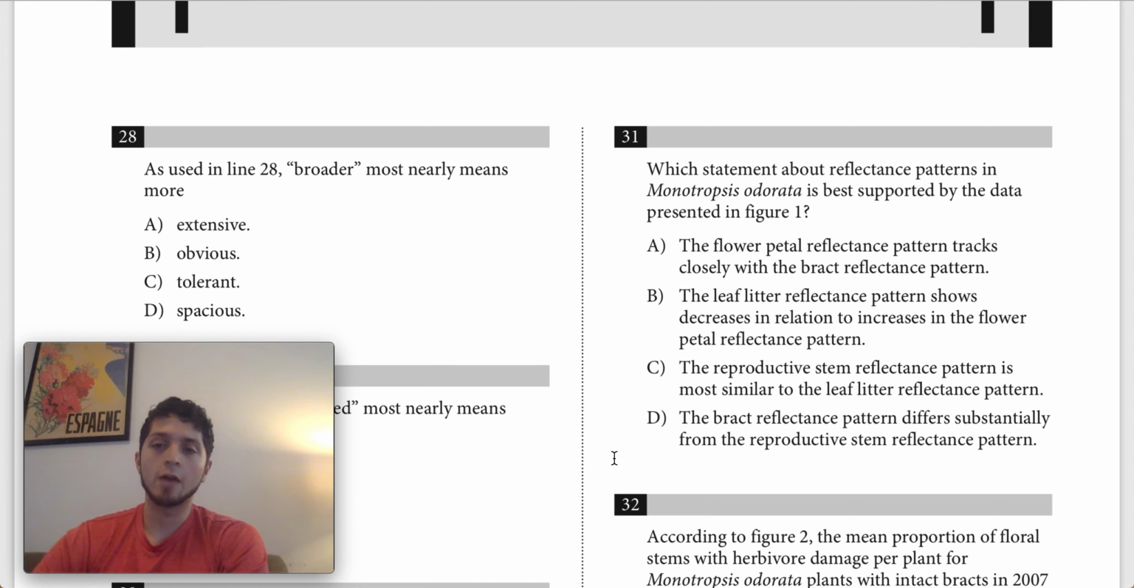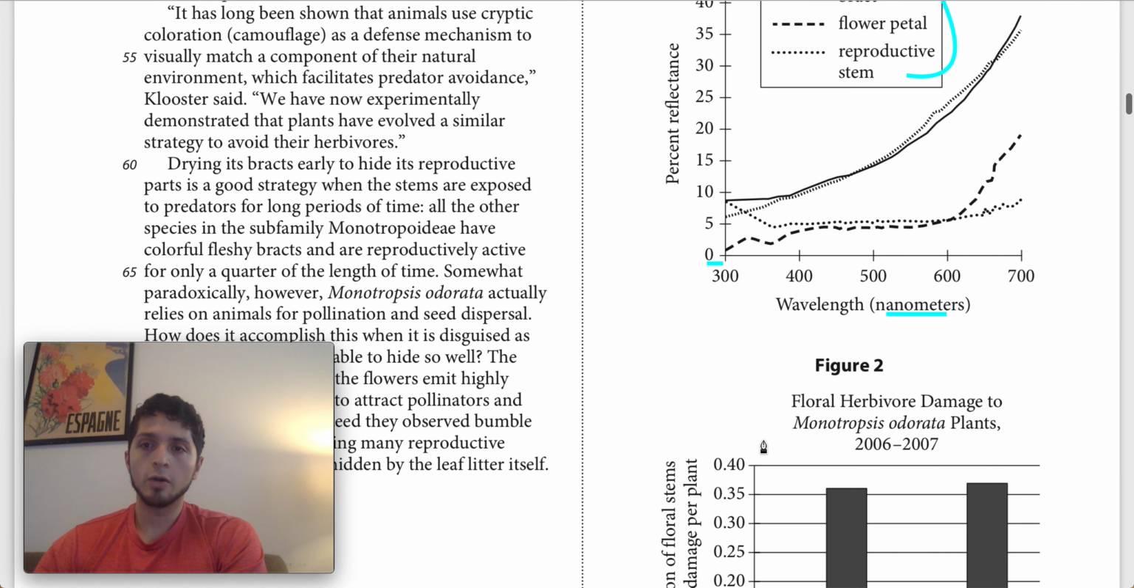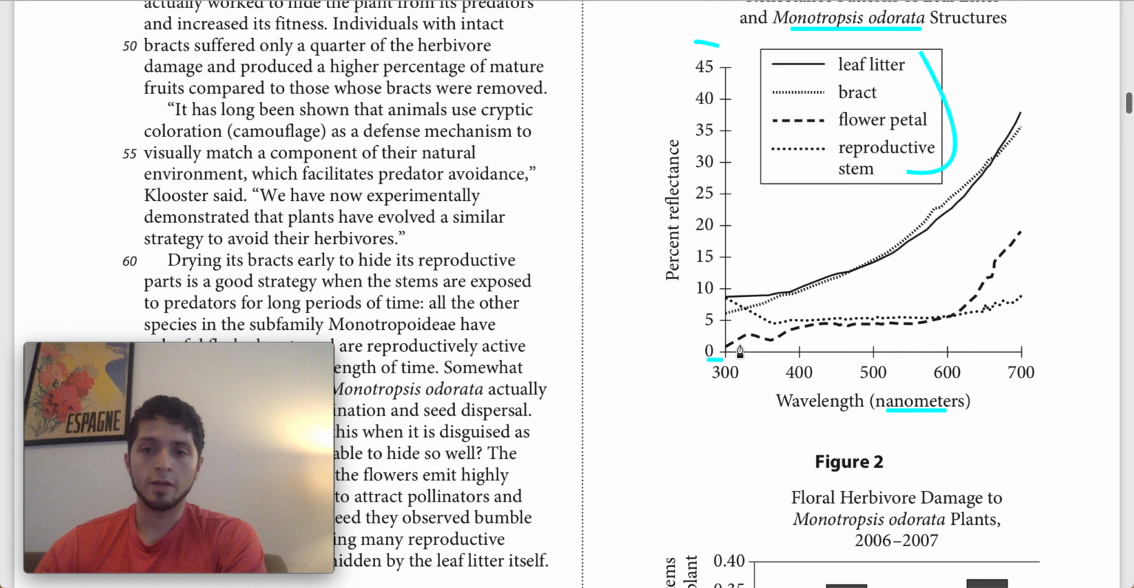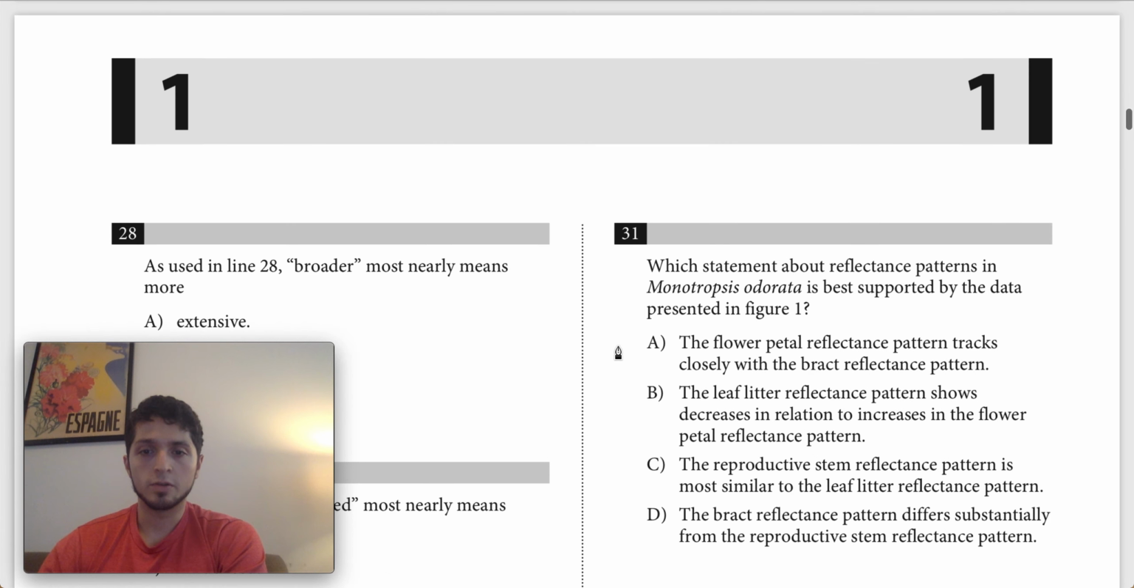So A says the flower petal reflectance tracks closely with the bract reflectance pattern. So the flower petal reflectance pattern, that's this one here, and it's basically saying that this is going to track with the bract, which is not true. So bract is kind of up here, and the flower reflectance is down here. They don't track together well, so we get rid of those 2 and get rid of this answer choice here.